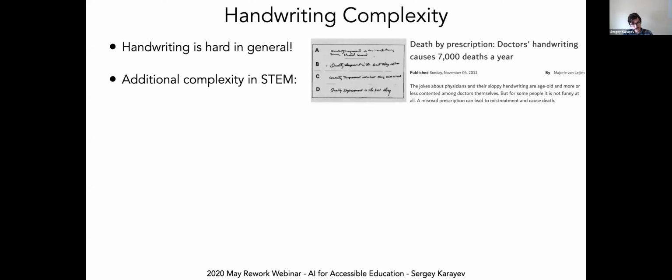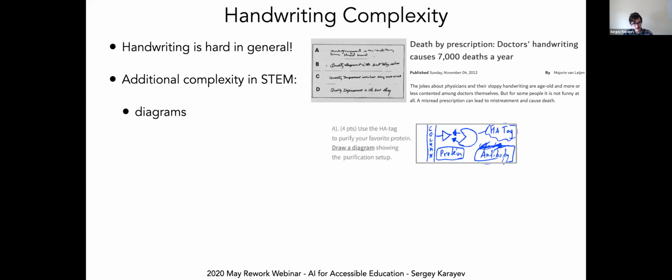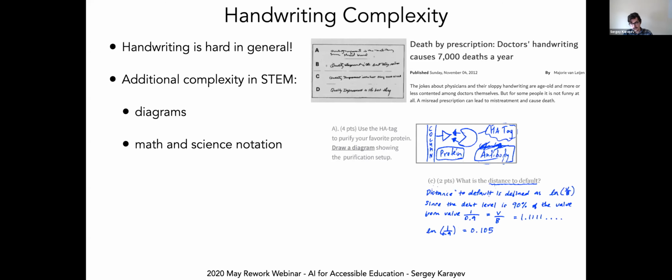But in STEM education, there's additional complexity. There's diagrams that the student can write as kind of part of their answer. There's math and science notation that's interspersed with words. So you have to deal with fractions and special symbols, subscript, superscript. There's code, which is very important to get exactly right every character.